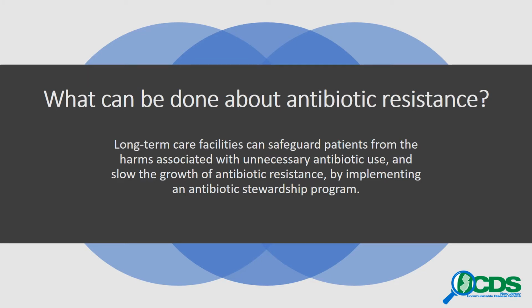So if antibiotic resistance is a serious problem in long-term care facilities, what can be done to help? Long-term care facilities can help ensure the safety of patients from the harms associated with inappropriate antibiotic use and thereby slow the progression and spread of antibiotic resistance by implementing an antibiotic stewardship program. Antibiotic stewardship refers to a set of commitments and actions designed to optimize the treatment of infections while reducing the adverse events associated with antibiotic use.